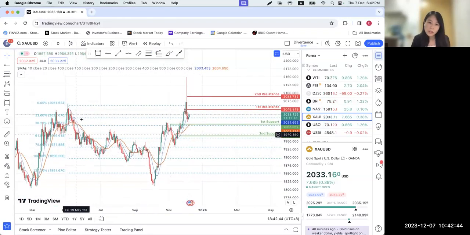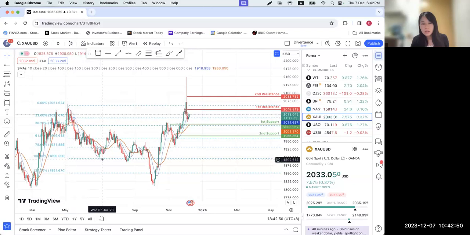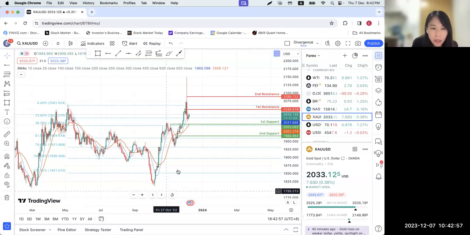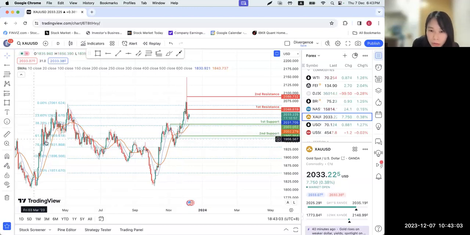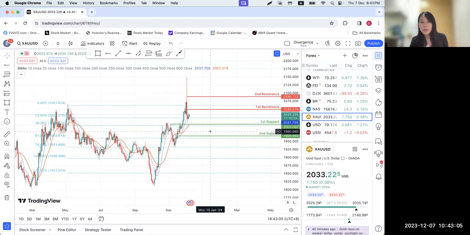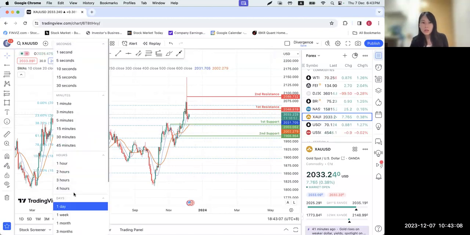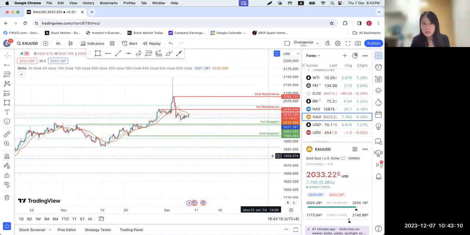Okay, I have switched to this as it aligns more nicely with the trend line. Okay, this downtrend here. And our first support level is on the 38.2 and also 61.8 retracement area. Okay, so let's look at the H4 chart.